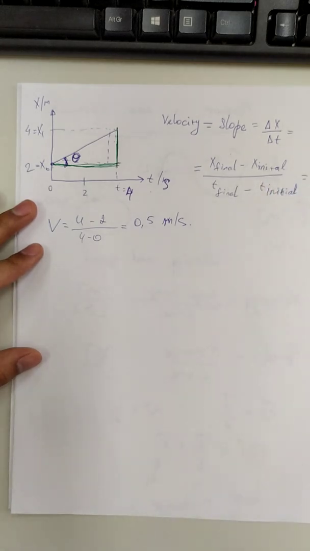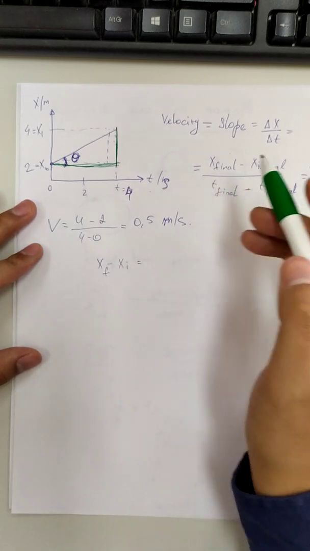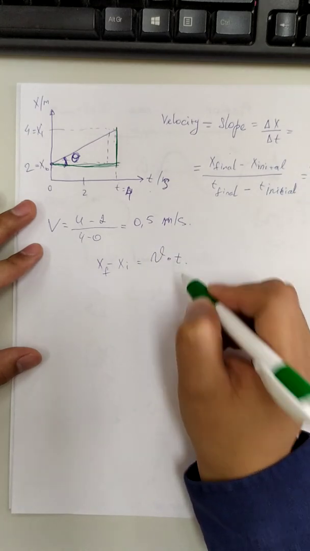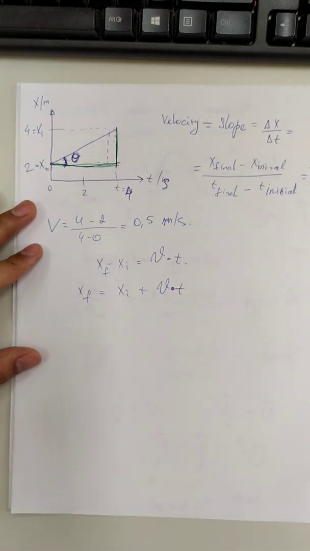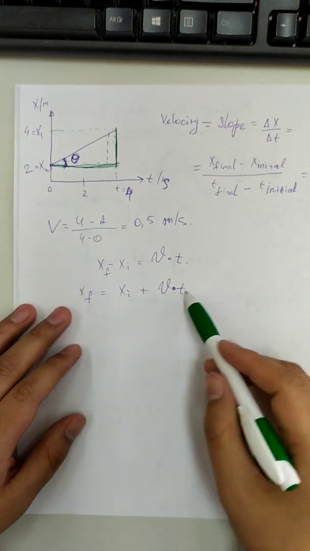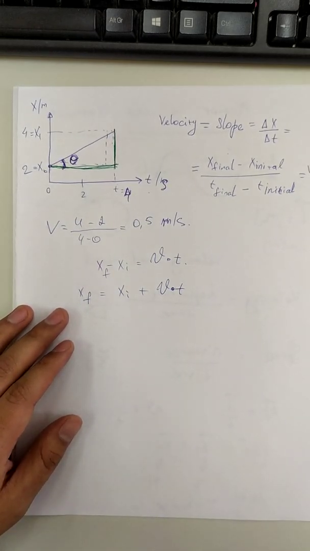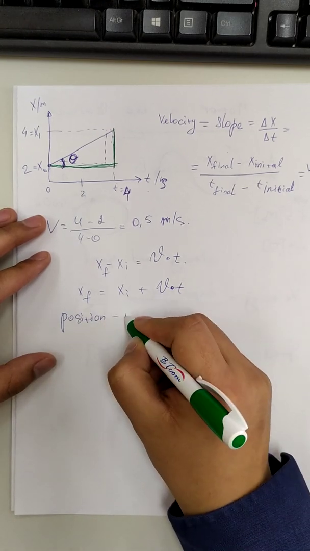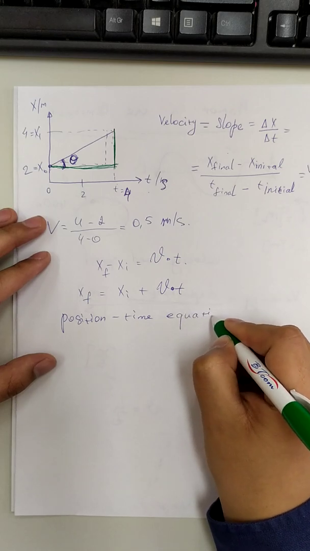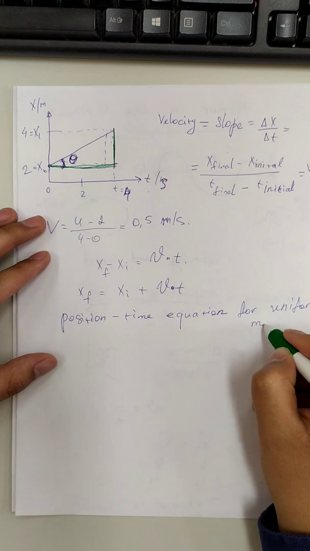From this, we get the formula: x final minus x initial equals v multiplied by t, so x final equals x initial plus v times t. It is called the position-time equation for uniform motion.